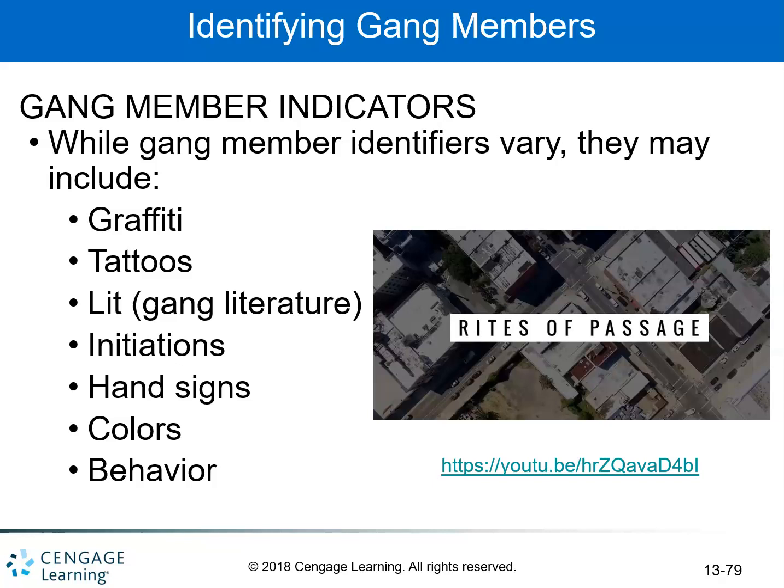One would be graffiti. Looking for monikers or different things, or tattoos. These are indicators. Maybe gang literature, initiations, people getting jumped in, calls of fights coming in. So this is one way to identify gang members. Their hand signs, their colors, and even their behavior.